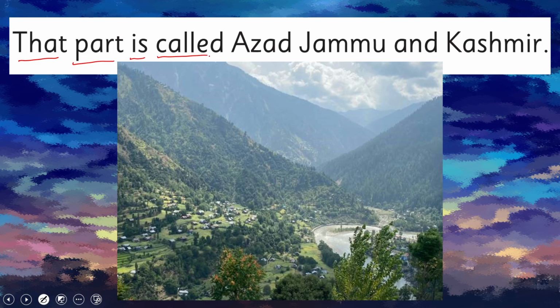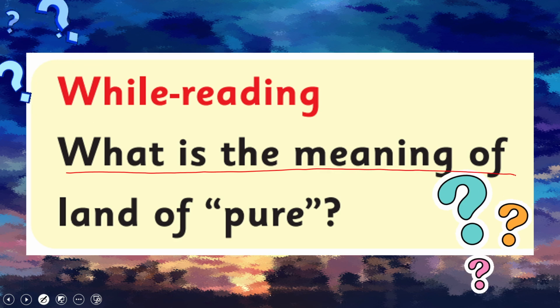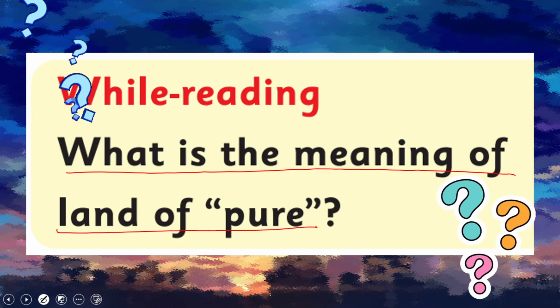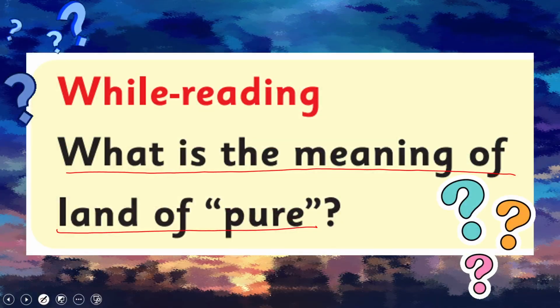That part is called Azad Jammu and Kashmir. This is the part where we live now, right? And what is the meaning of land of pure? What do you understand by this? So pause the video, answer this question to your teacher, and then come back.